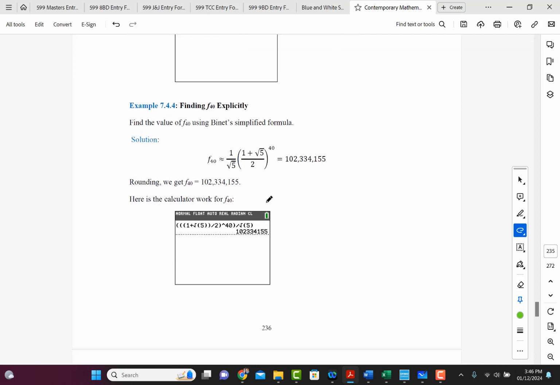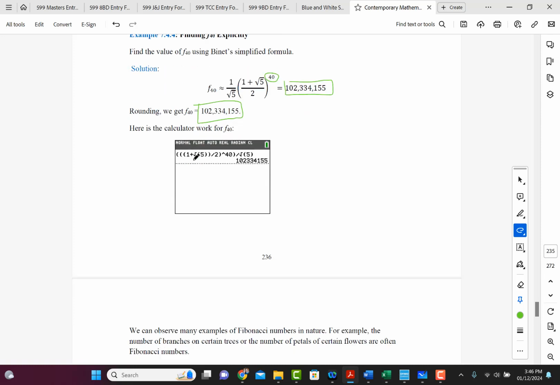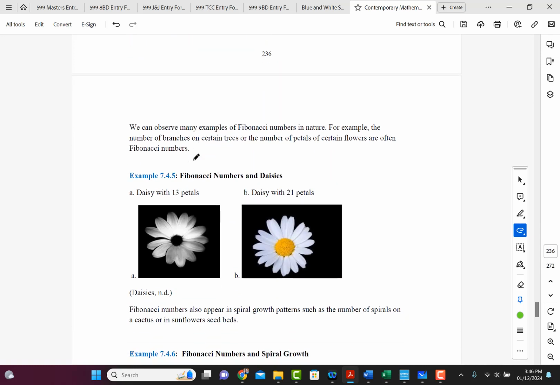And then again, if we do 40, all we're going to do is just plug into the simplified formula, and the calculator is going to give us something approximately equal to this, right? And the decimal is going to be extremely small, so we just round. And so this is f of 40, or f sub 40, I should say. Okay, so not bad. I mean, it's pretty straightforward.